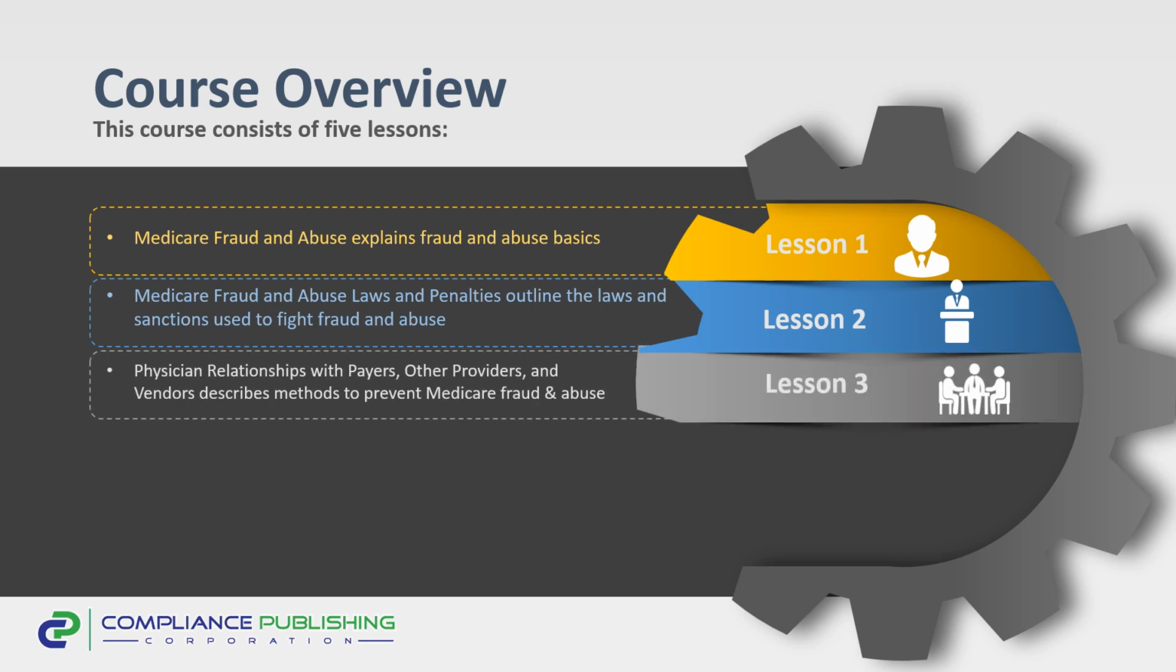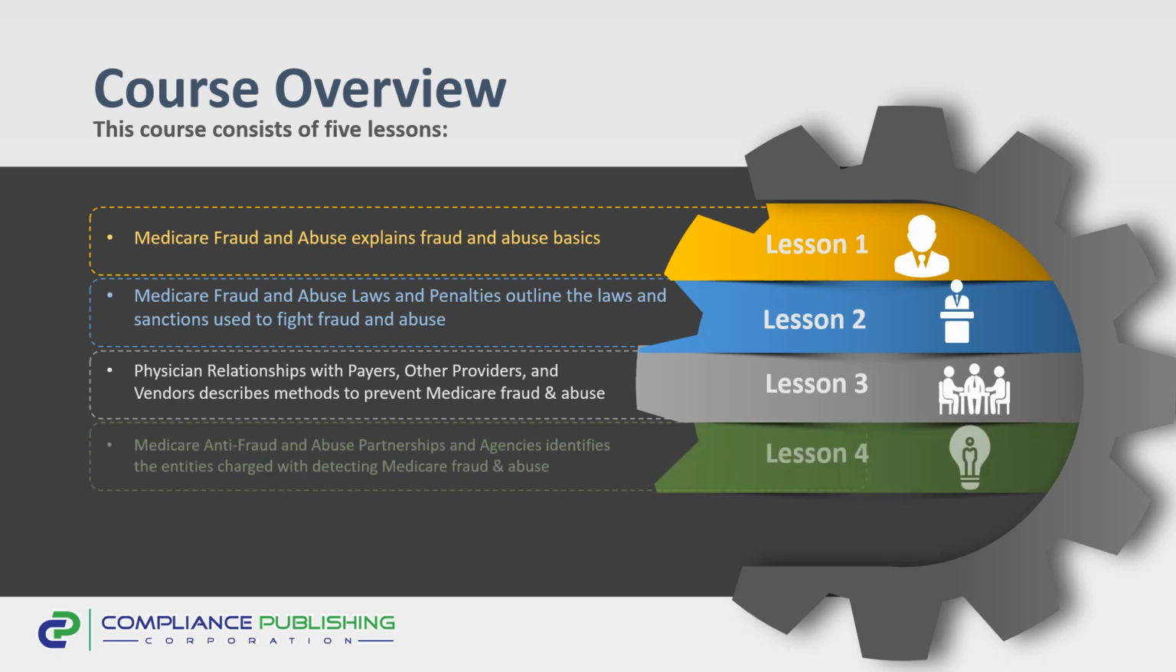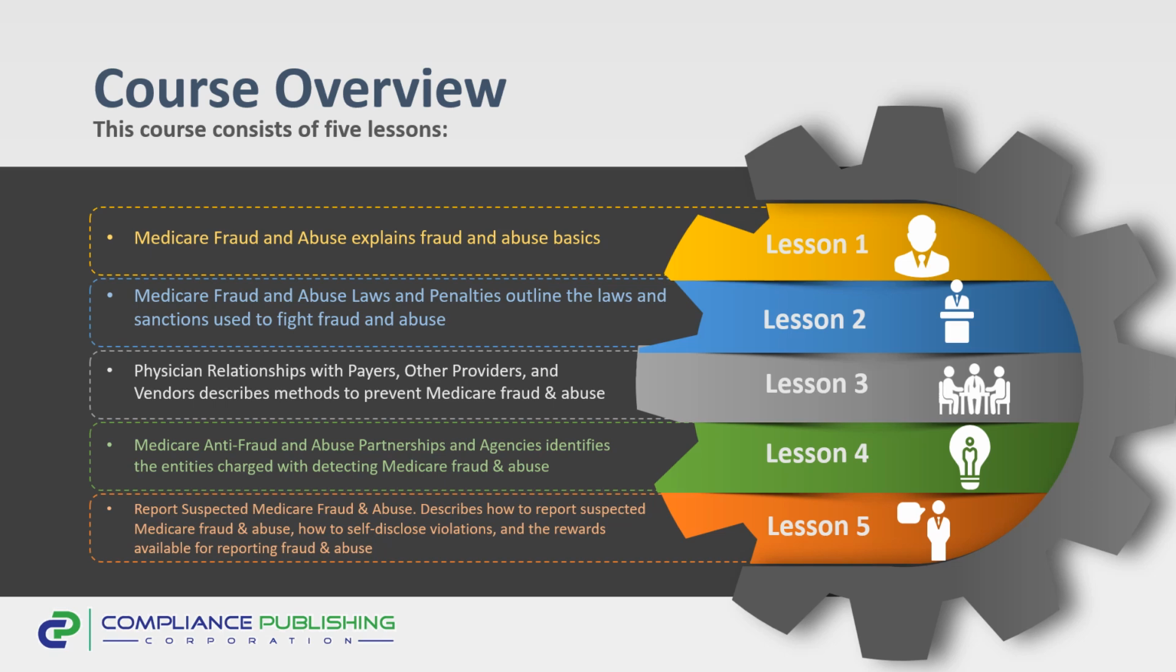Lesson 3, Physician relationships with payers, other providers, and vendors, describes methods to prevent Medicare fraud and abuse. Lesson 4, Medicare Anti-Fraud and Abuse Partnerships and Agencies, identifies the entities charged with detecting Medicare fraud and abuse. Lesson 5, Report Suspected Medicare Fraud and Abuse, describes how to report suspected Medicare fraud and abuse, how to self-disclose violations, and the rewards available for reporting fraud and abuse.